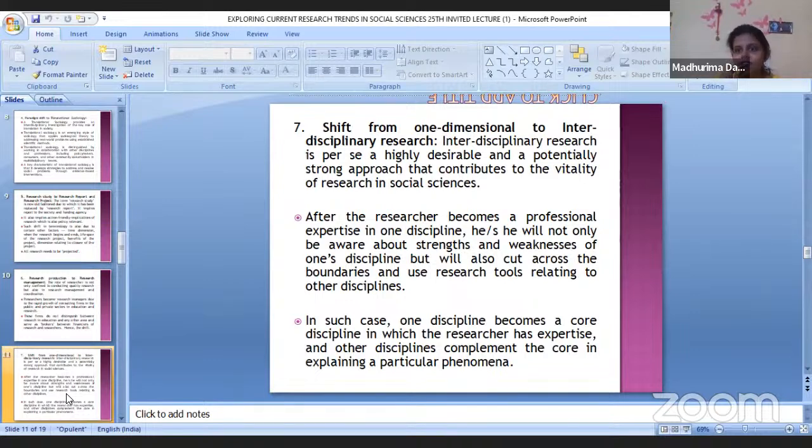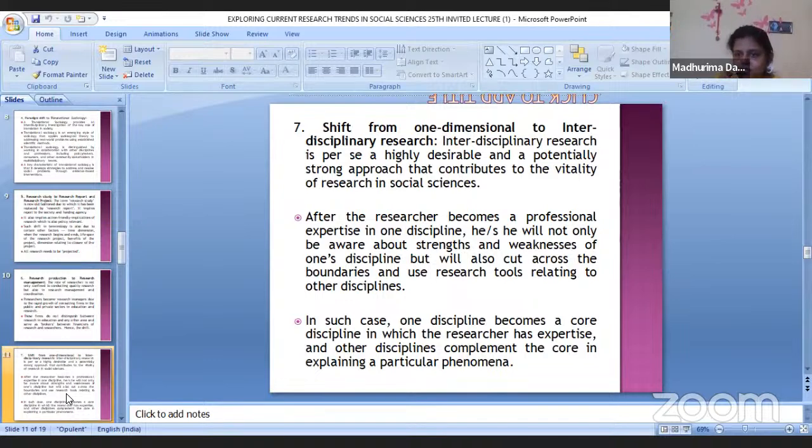So for example, if I say sociology can be merged not only with political science, economics, anthropology, law, but it can also be merged with biotechnology. It can be merged with engineering. It can be merged with pharmacy. It can be merged with management.